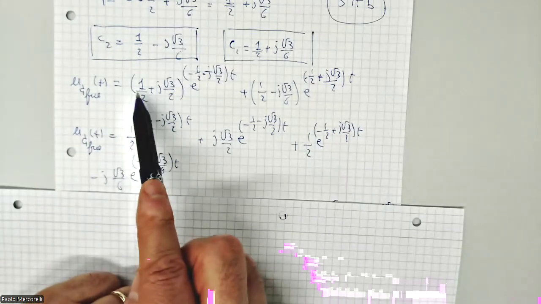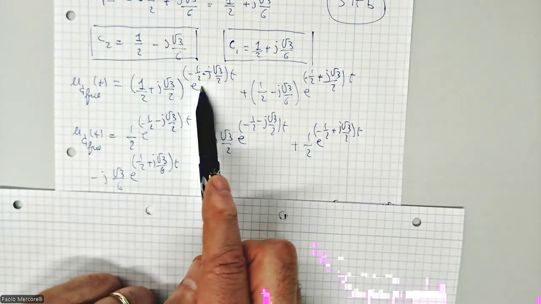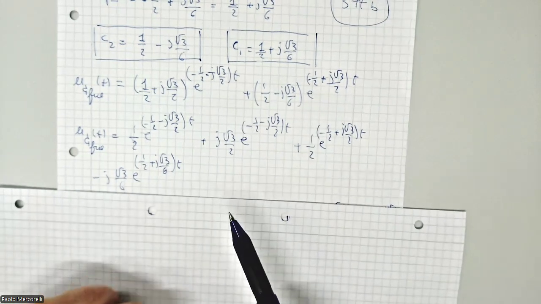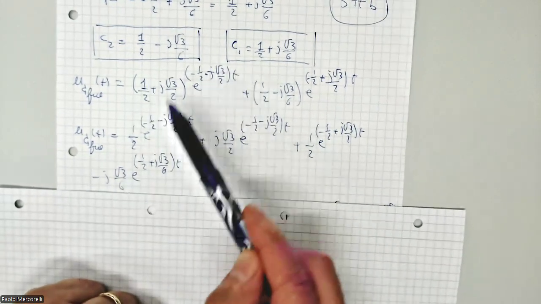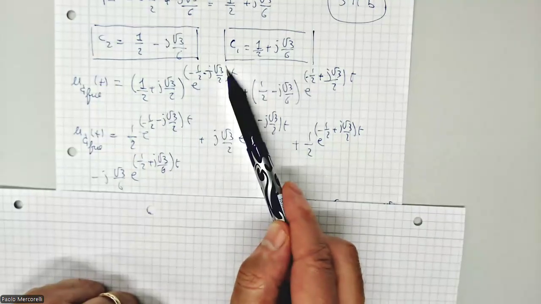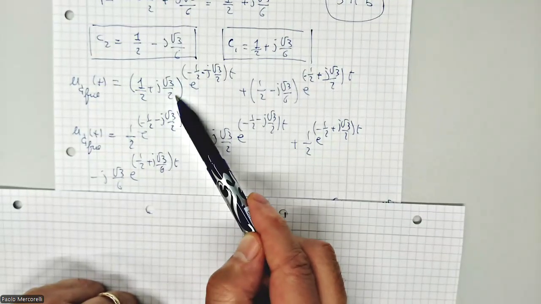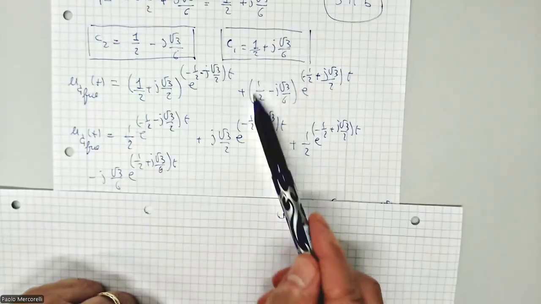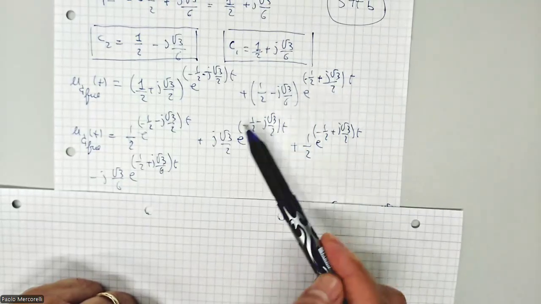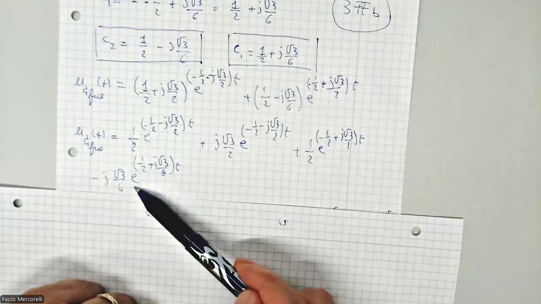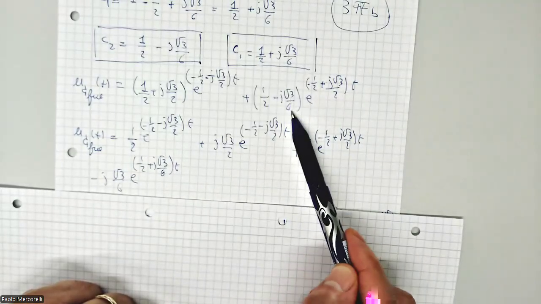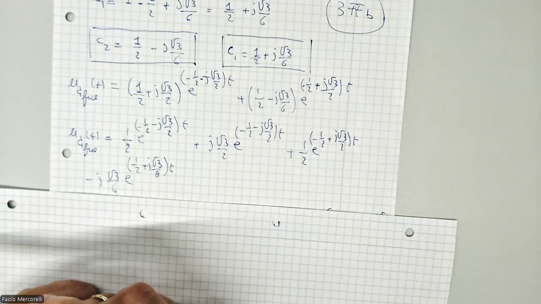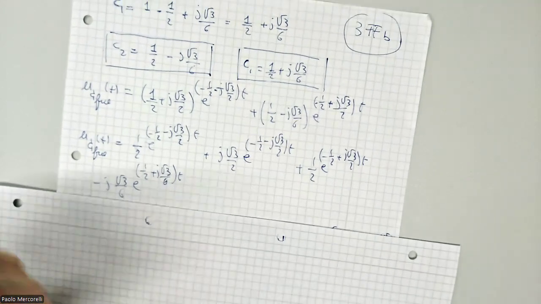Now I do the product. This multiplied by this, plus this multiplied by this, plus this multiplied by this, plus this multiplied by this, in the algebraic sense. We can see 1 divided by 2, which multiplies this exponential expression, plus j root of 3 divided by 2, which multiplies this exponential expression, plus 1 divided by 2, which multiplies the exponential expression, and at the end, this element here, which is minus j root of 3 divided by 6, multiplied by this expression. Easy. Distributive property of the product with respect to the sum.